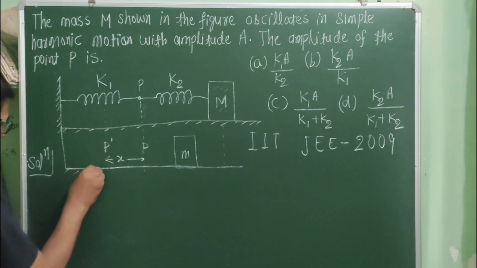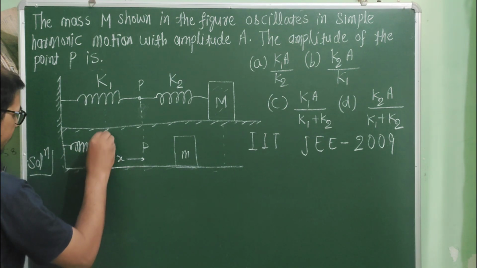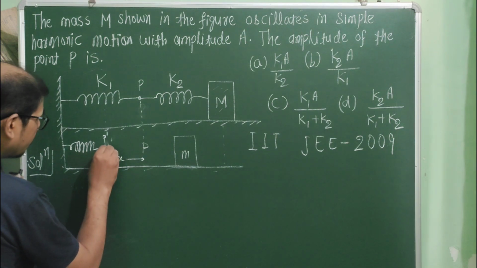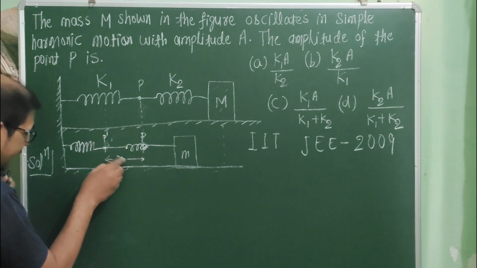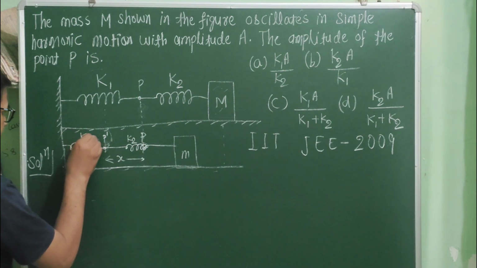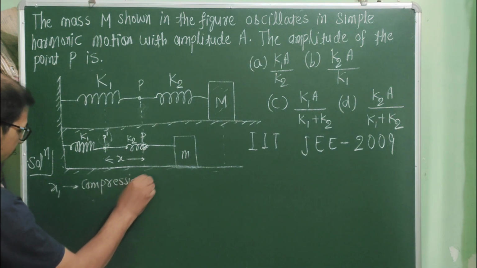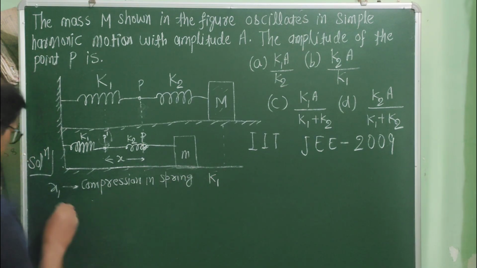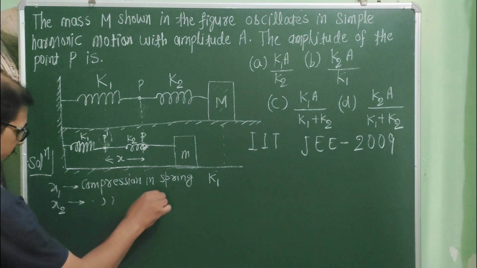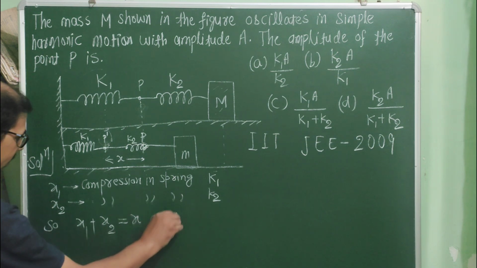This is more compression, correct? This was P. So now P is displaced by distance X and becomes P dash. This is K2 and this is K1. We can write: X1 is the compression in spring K1 and X2 is the compression in spring K2. So we can write X1 plus X2 is equal to X, or this is A.